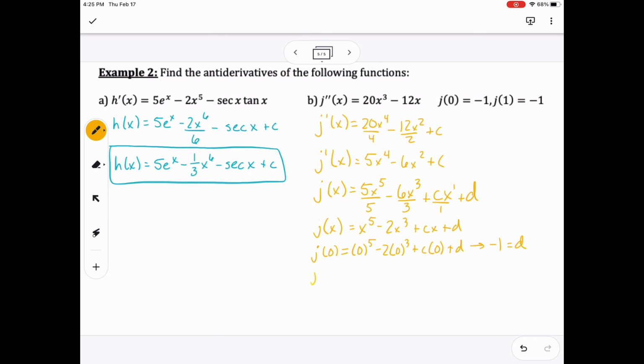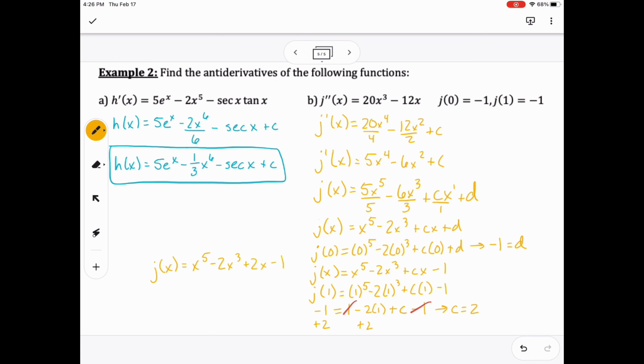So if I had a third derivative, I would have cx squared divided by 2 and a dx and an e. So I put in that first point of j of 0 is equal to negative 1. It helps me find what d is, which is negative 1. Then plugging that in, now I can use the second point to help me find what c is, to get my value to be 2. And so now I'm able to find that my original function is x to the 5th minus 2x cubed plus 2x minus 1. Okay, have fun.